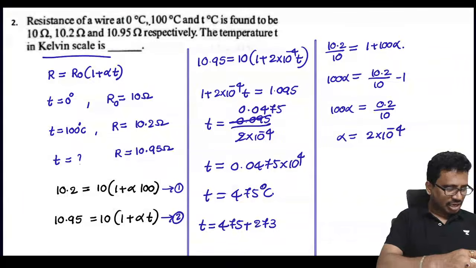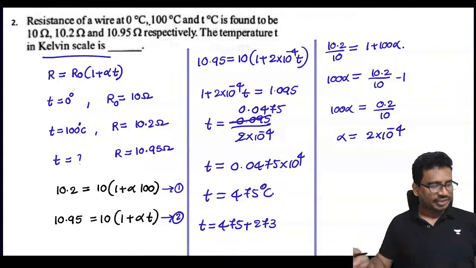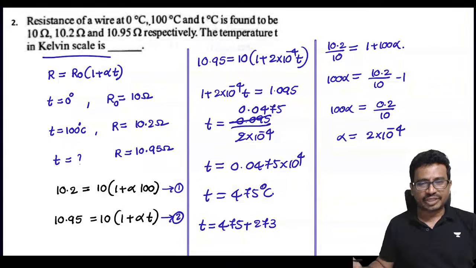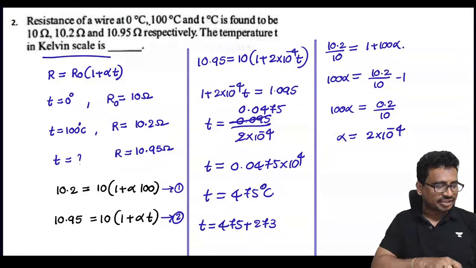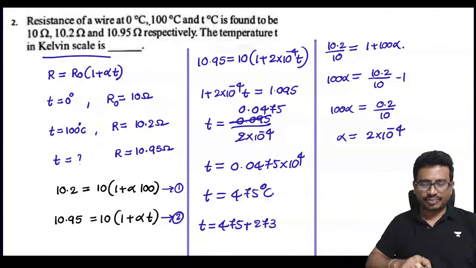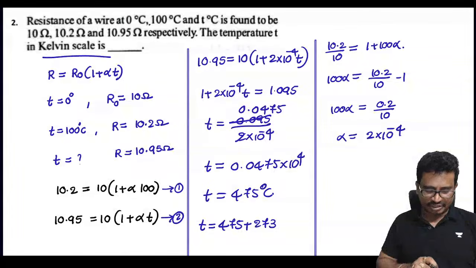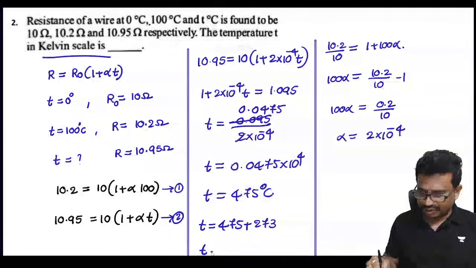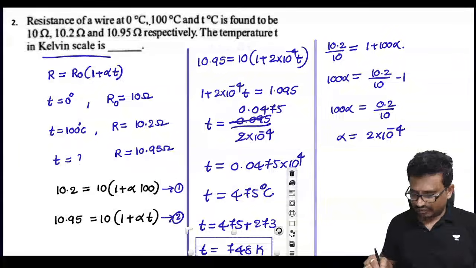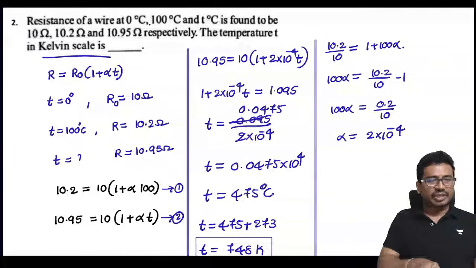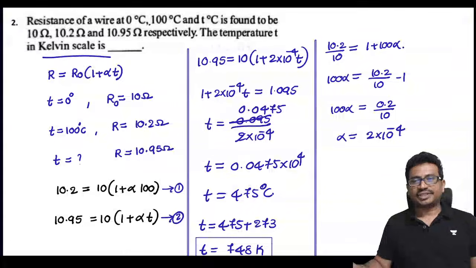Alpha is not the linear coefficient here. Alpha is called the temperature coefficient of resistance. 475 plus 273, so this value is 748 Kelvin. Alpha is the temperature coefficient of resistance.